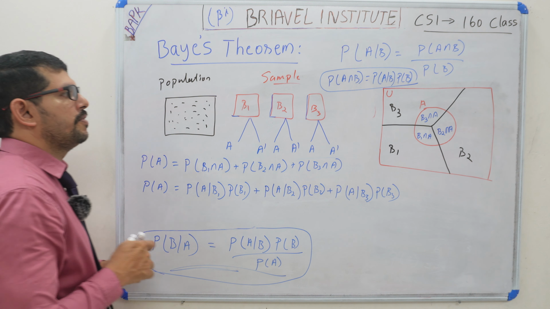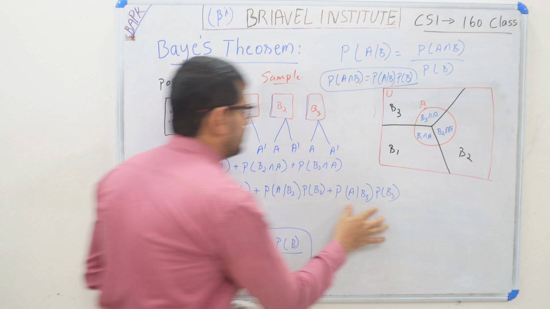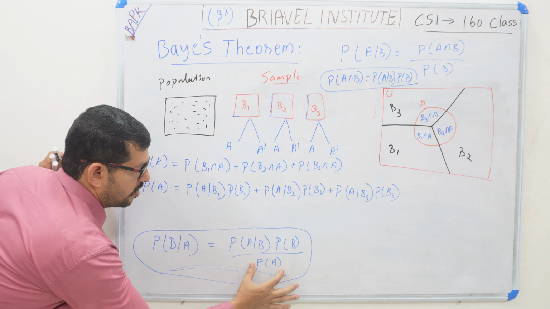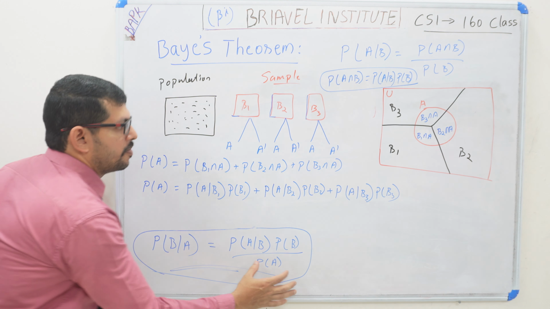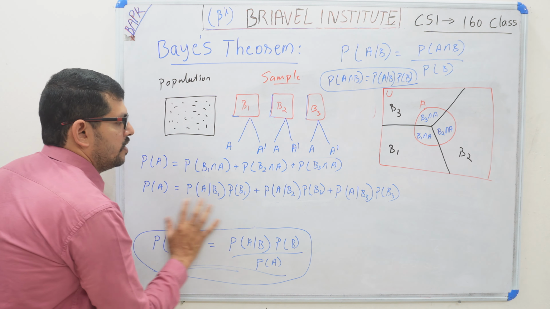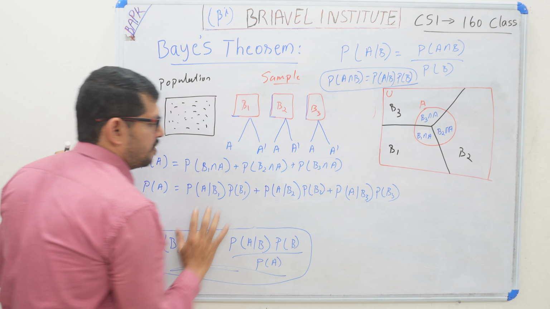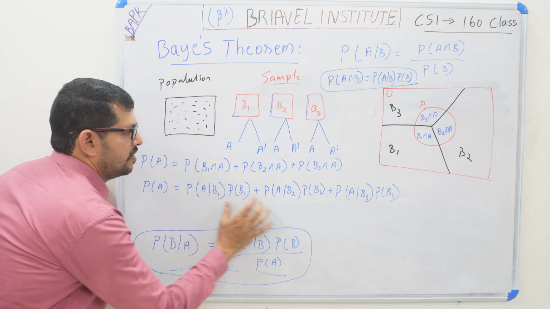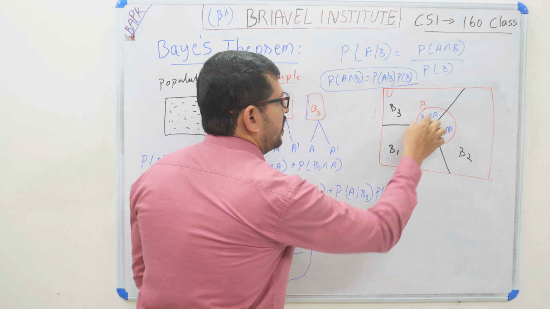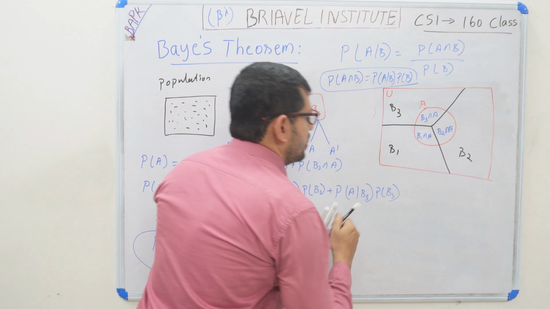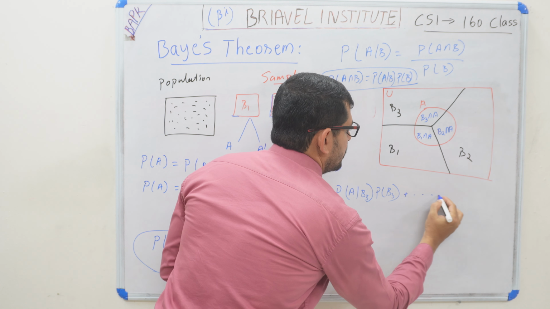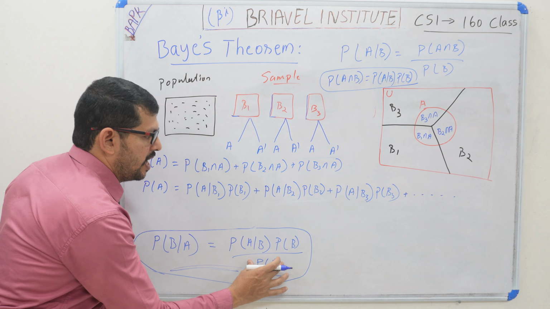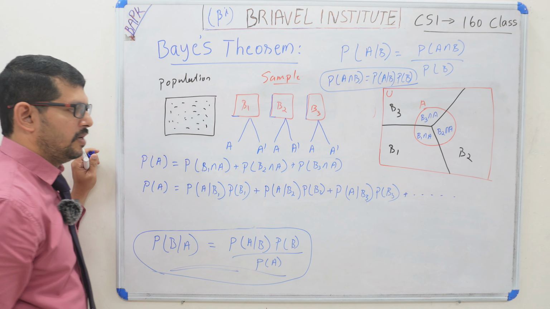So the total probability of A is represented like that. In Bayes theorem, what is the total probability of A? The total probability of A is the sum of all these terms. If we divide the universe into more parts, we add another term, up to the last one. So that is the total probability, and probability of A represents the total probability.